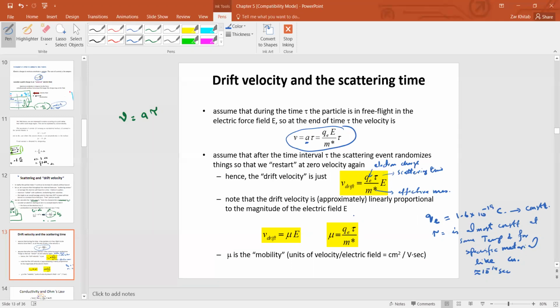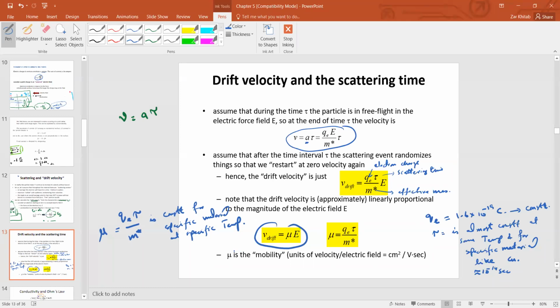So this entire thing, QE tau over m star, is constant for a specific material at a specific temperature. We call this mu, the mobility constant. So drift velocity is mu times the electric field.